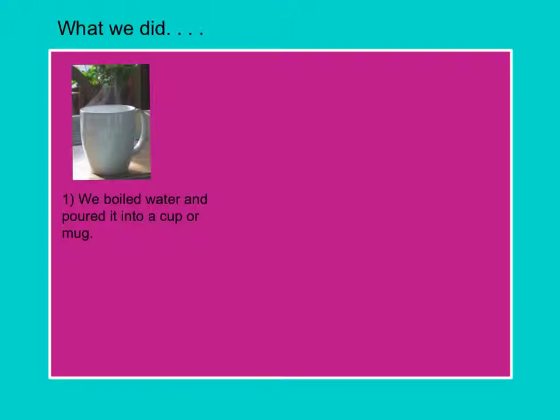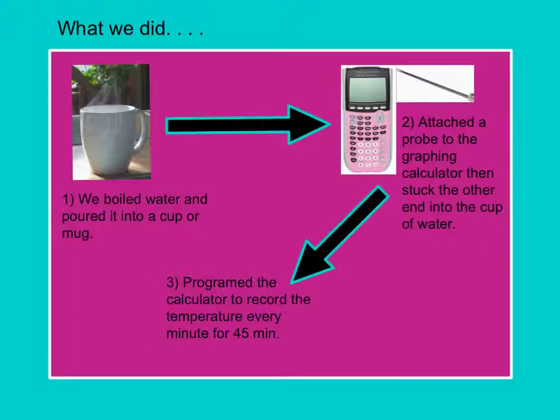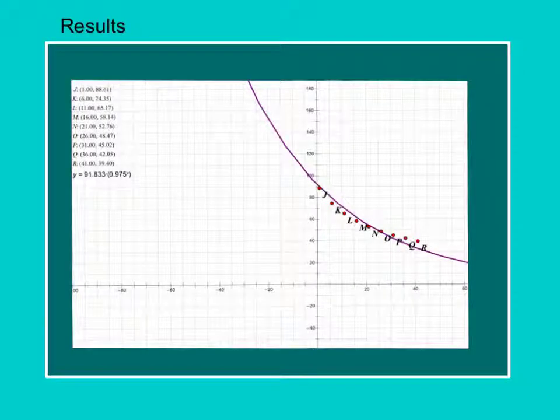What we did. First, we boiled water and poured it into a cup or mug. Next, we attached a probe to the graphing calculator, then stuck the other end of the probe into the cup of boiling water. Then we programmed the calculator to record the temperature every minute for 45 minutes. After waiting the full 45 minutes for the water to cool down completely, we collected the data, then plugged it into Sketchpad Explorer to form this graph.